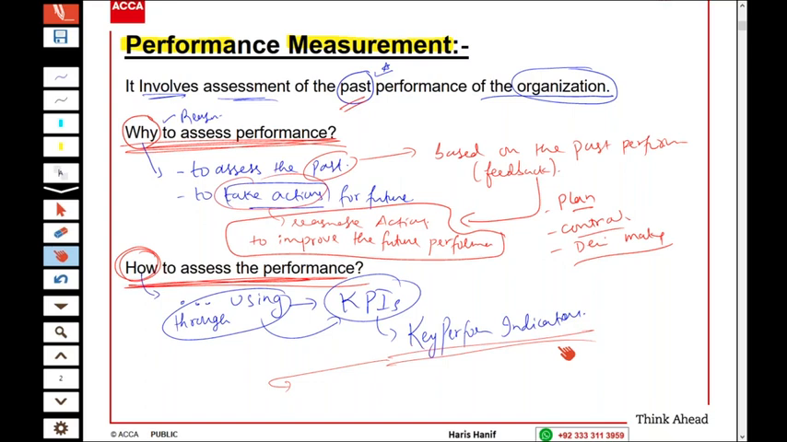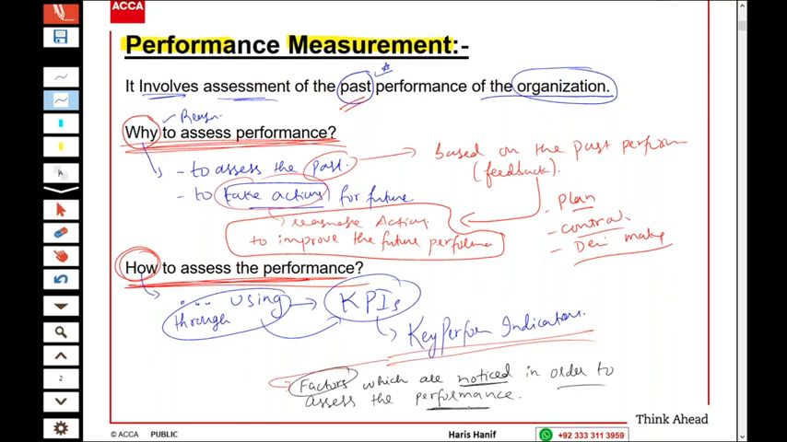For example, you are noticing that a company is making a high profit, so the profit is the KPI. What is KPI? KPI means factors which are noticed in order to assess the performance. Okay. So how to assess the performance? The answer is using KPIs, that is the key performance indicator.